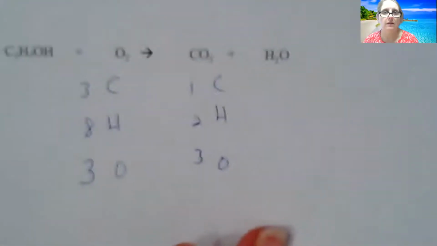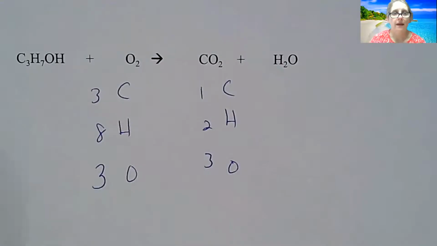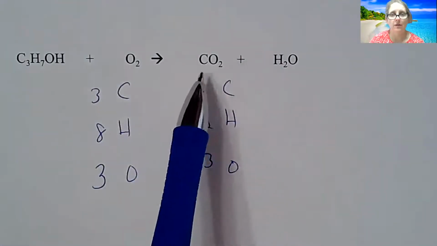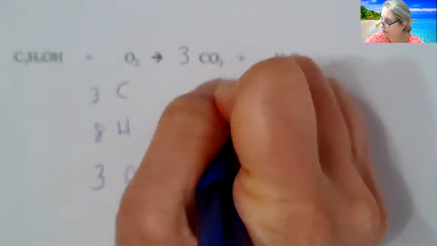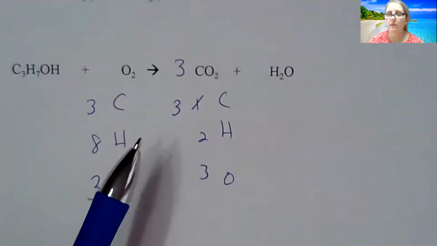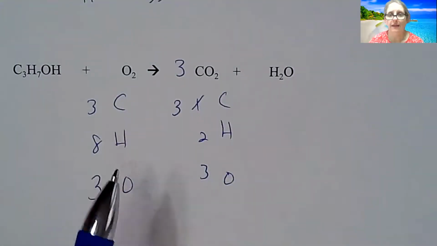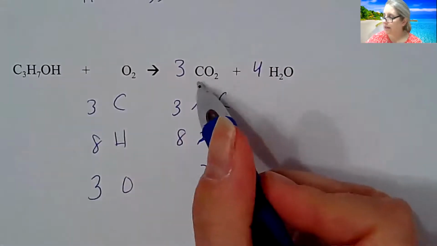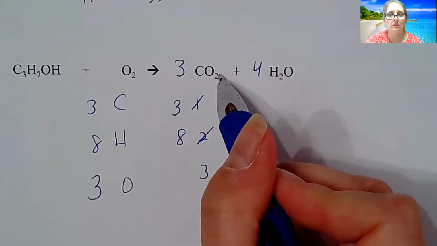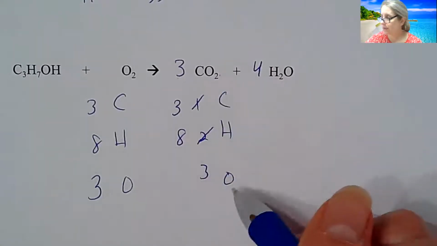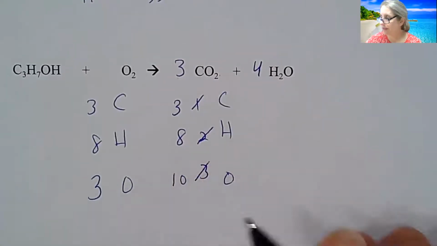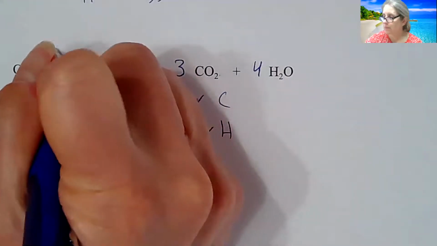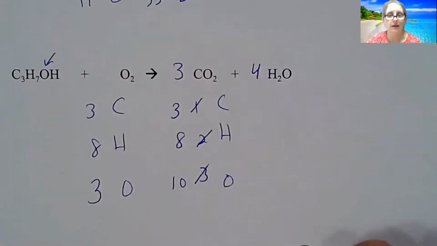So in this problem, I'll just make it a little bigger here. I have 3 carbons that I need to put over here, so I'm going to put a 3 there. And then I have 8 hydrogens, so I'm going to put a 4 there. Okay. Now I'm going to count my oxygen, so 3 times 2 is 6, plus 4 is 10. So I'm thinking, oh, I have an even number, that's pretty nice. But I do have 1 oxygen in that carbon molecule.